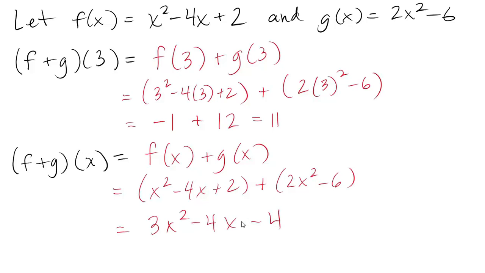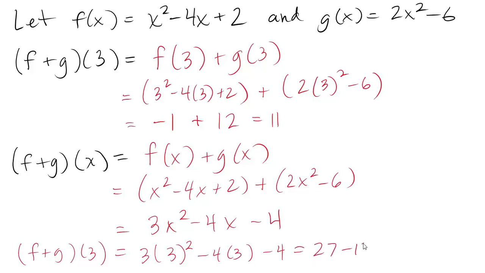We can actually now use this result to check our answer to the first one. F plus g of 3 now means plug 3 into this newly constructed function, and we should still get 11. Let's see. That's 3 times 3 squared minus 4 times 3 minus 4. That's 27 minus 12 minus 4. That's 15 minus 4, which is still 11. We get the same answer either way. Let's practice the other three operations.